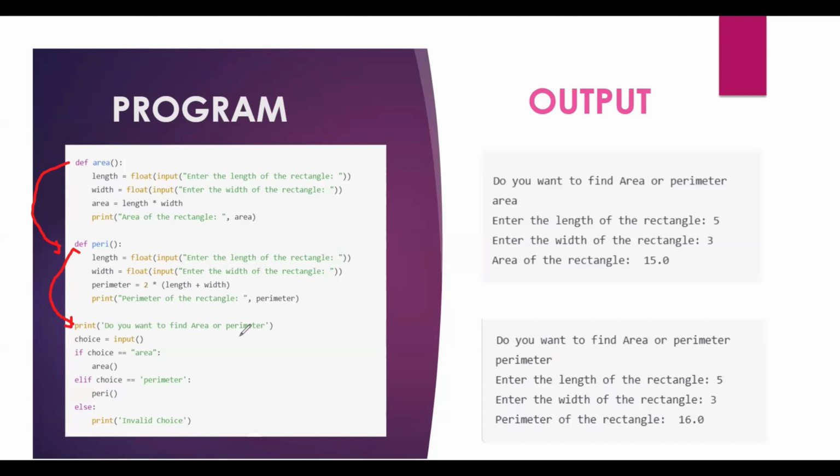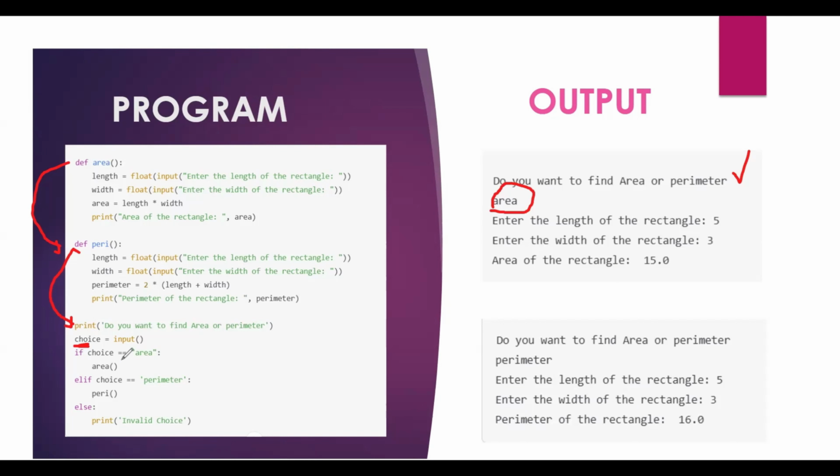Do you want to find area or perimeter? You can see that is the first line here. So the user will be typing either area or perimeter, right? To receive the user's answer, I have a variable choice equal to input. Here the user has written area, so area will be stored inside the variable choice.